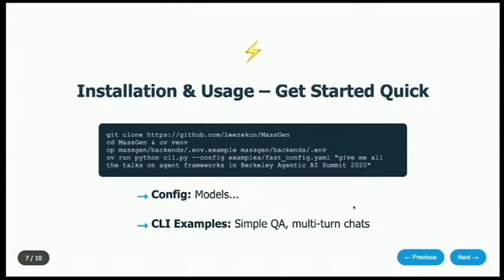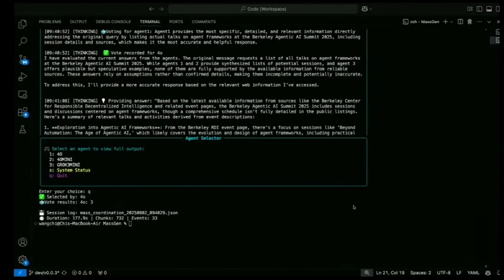It's very easy to get started. You can simply clone this repo, install some minimal dependencies, and get your API keys configured. Then you can use the CLI to run some configurations. You can configure them differently and try them out. You can either use interactive mode to have multi-turn conversations, or just ask simple questions. Let's do a quick demo here.